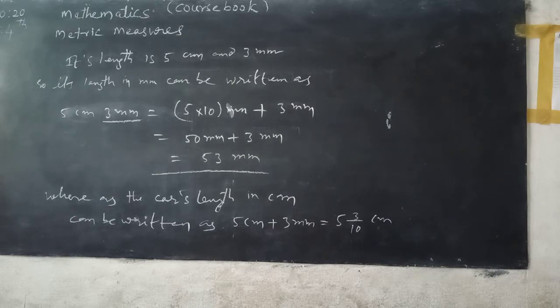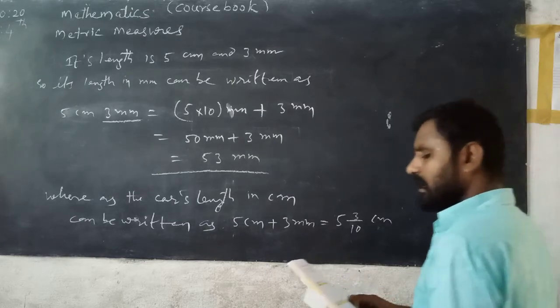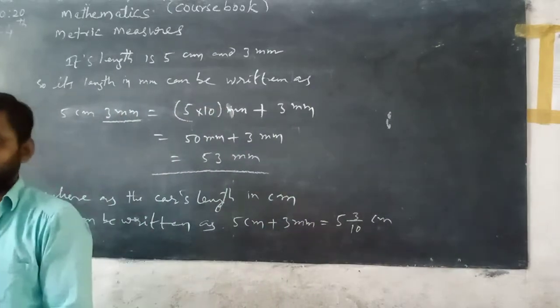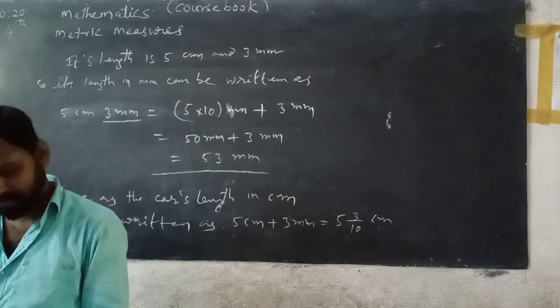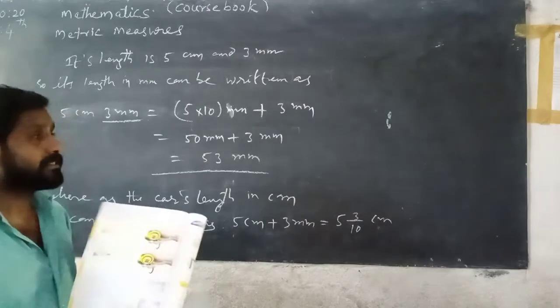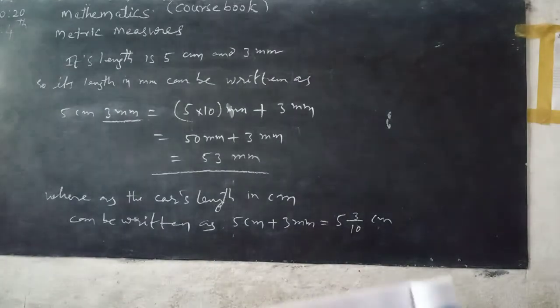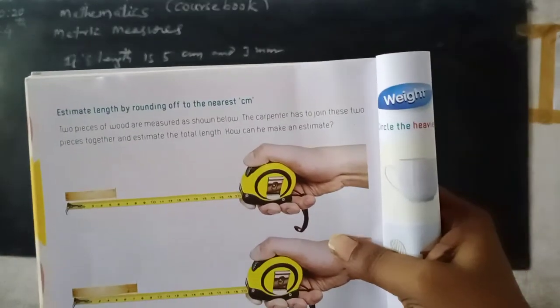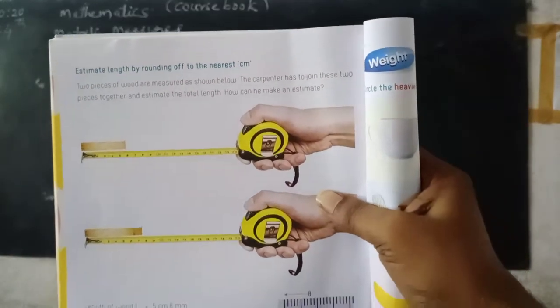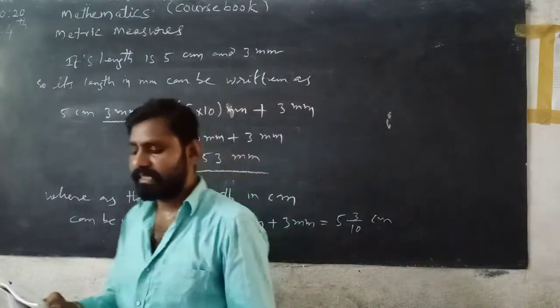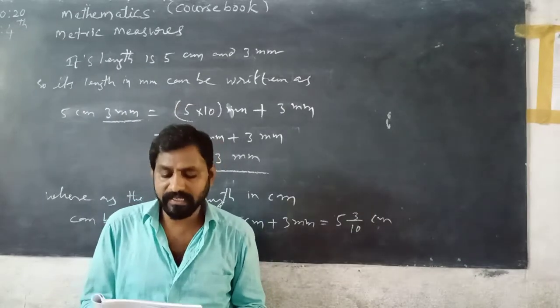Now next, estimate length by rounding up to the nearest centimeter. From your course book, page number 48. Everybody, open your course book, page number 48. Listen carefully and read carefully. See here, estimate length by rounding up to the nearest centimeter.